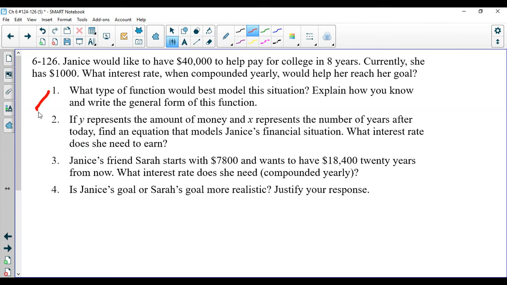So let's kind of stop there. And what I'd like you to do is work on those two problems there, see if you can figure out what type of function we are dealing with, and then try to figure out what equation you could use to model her situation. So work on that, pause the video, and then you can come back and see what we should have for those two.